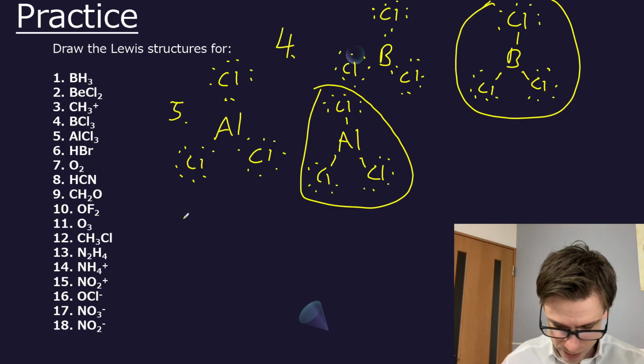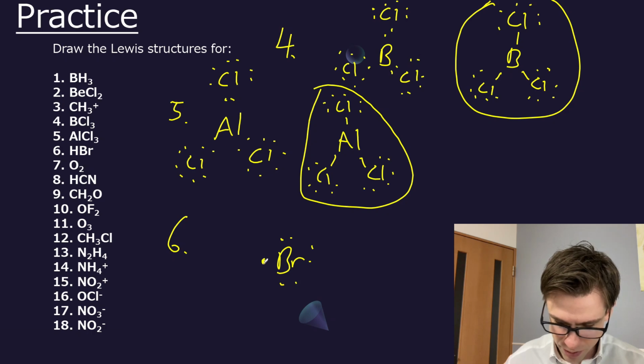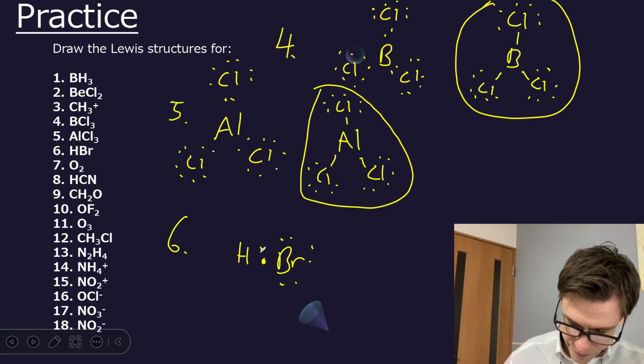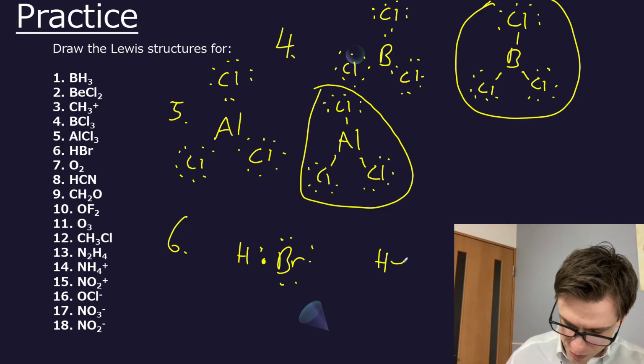Next, number 6, HBr. Should be pretty easy. We'll just have our Br that has 3 lone pairs, 1 unpaired electron, and then a hydrogen will come in here on the left, pair up. So our final structure is just one single bond to Br. Don't forget the lone pairs.